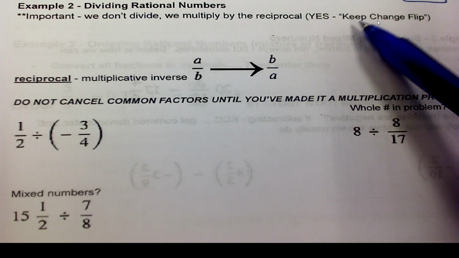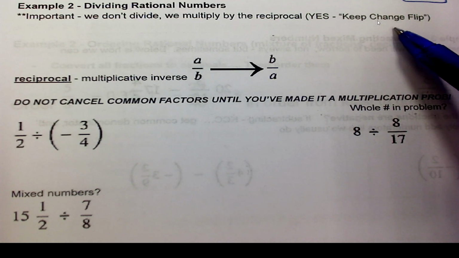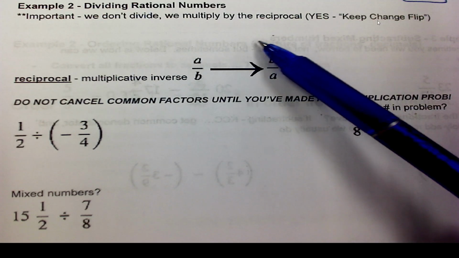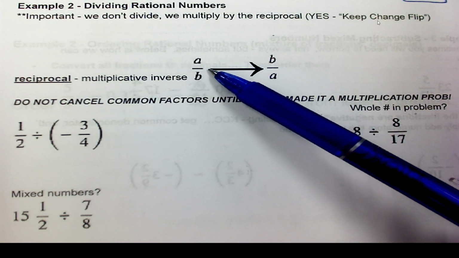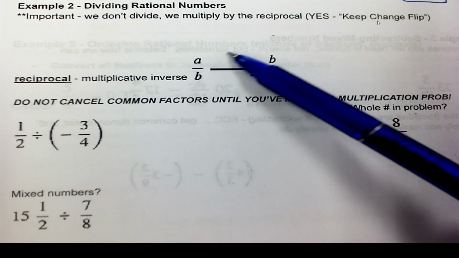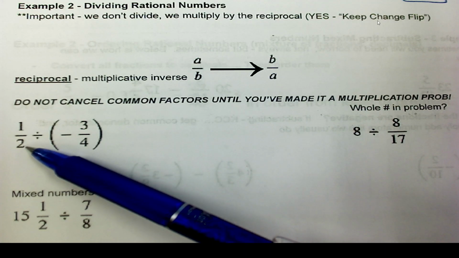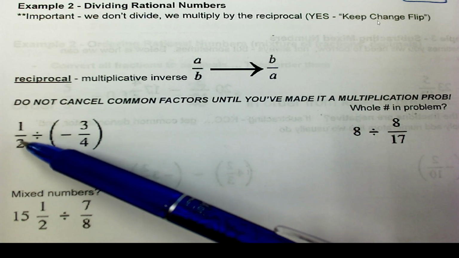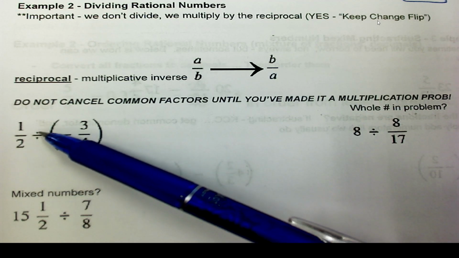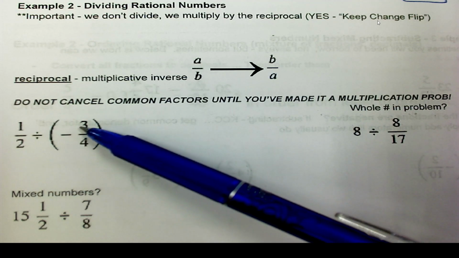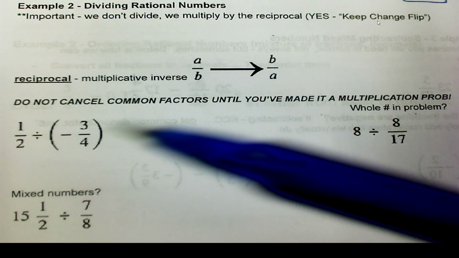Now that's where this little saying came from that you've probably heard, something like keep, change, flip. But it's just trying to say, hey, please don't divide. Just multiply a fraction by its reciprocal, and we're fine. So when we see this division problem right here, the first number needs to stay, and we're going to change this into multiplication, and then we're going to flip this fraction upside down.